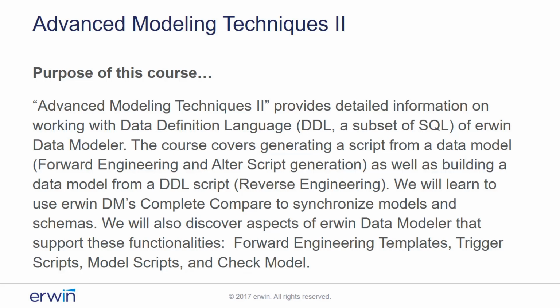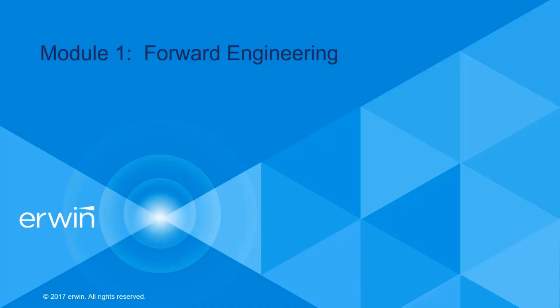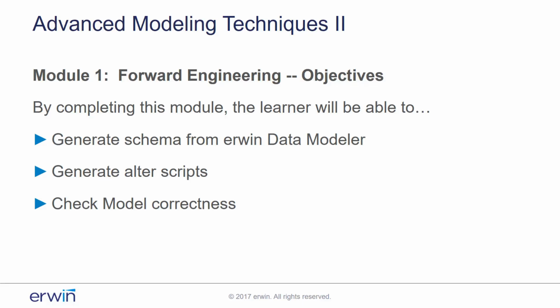In this course, we will continue digging into the deeper capabilities of Irwin Data Modeler, those that go far beyond boxes and lines. We'll begin with forward engineering. Forward engineering, or FE, is the activity of building a database schema from a data model, model-based system development.